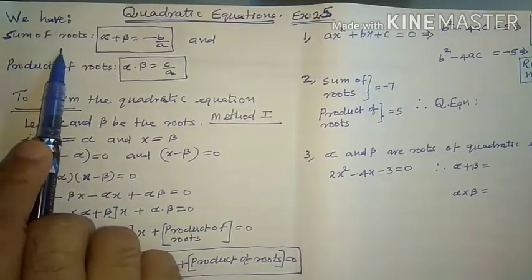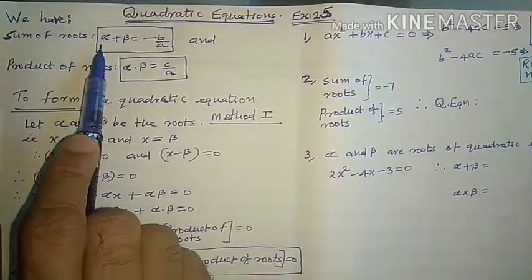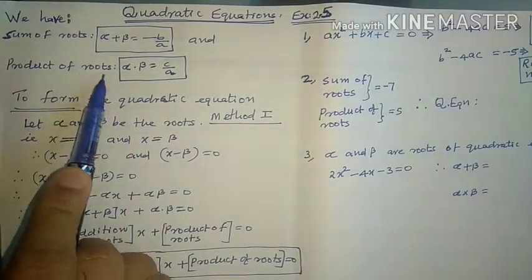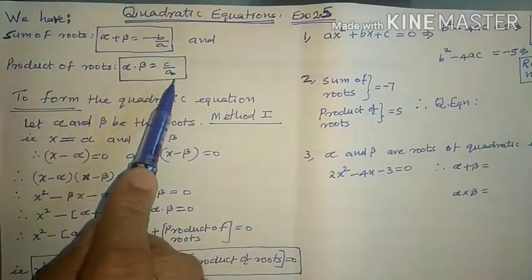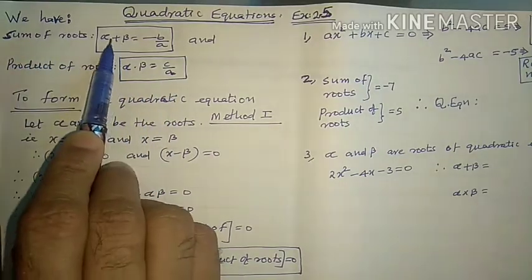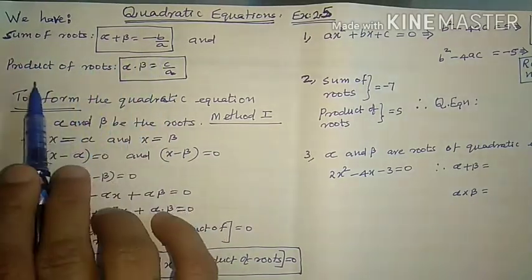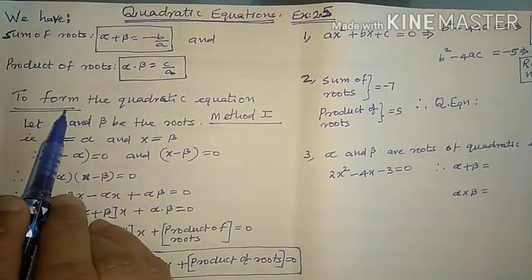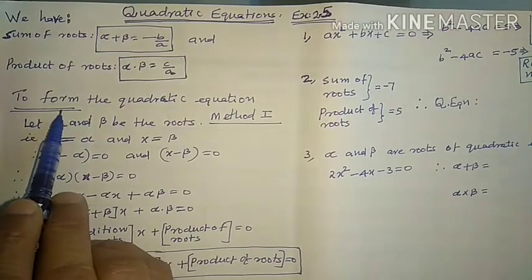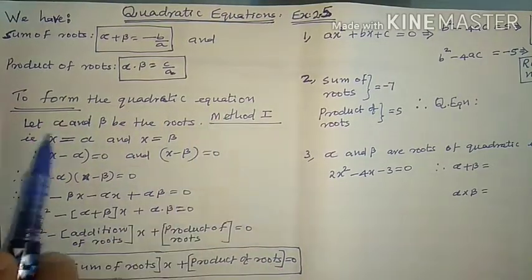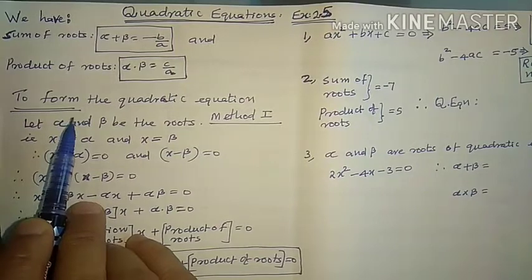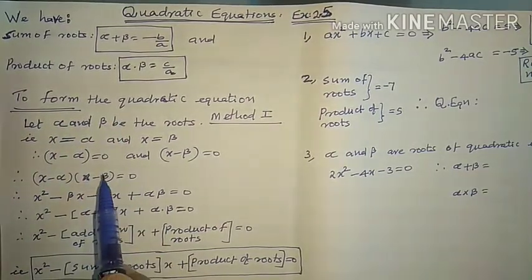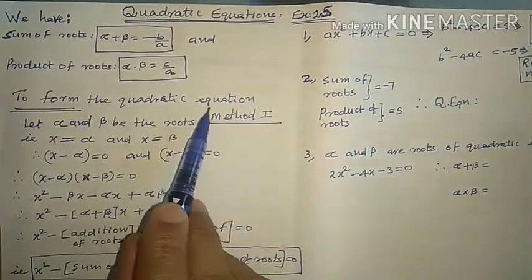We have sum of roots of the quadratic equation, alpha plus beta equal to minus b by a, and product of roots, alpha into beta, is c by a. Now we have to make the quadratic equation. For a quadratic equation given, we have to solve it. Now roots are given, alpha and beta, you have to form the quadratic equation.